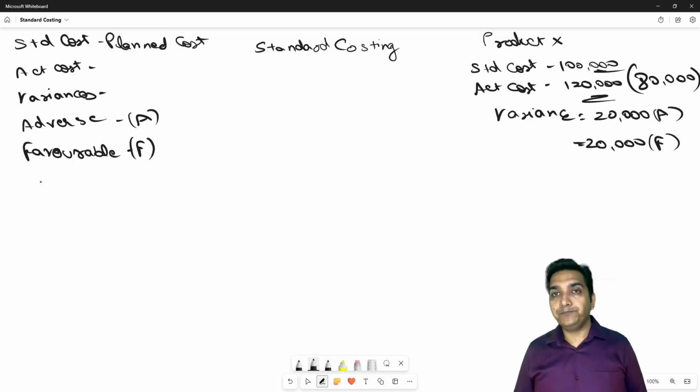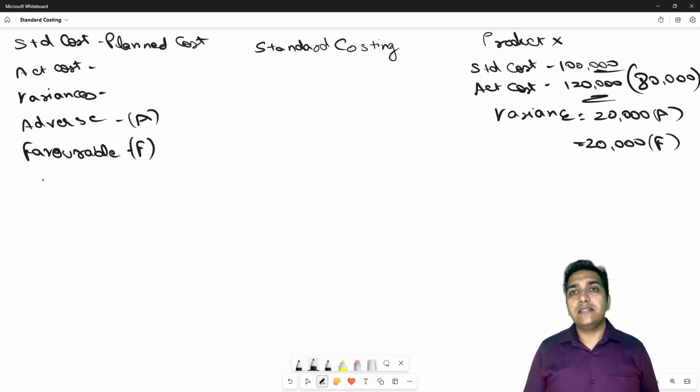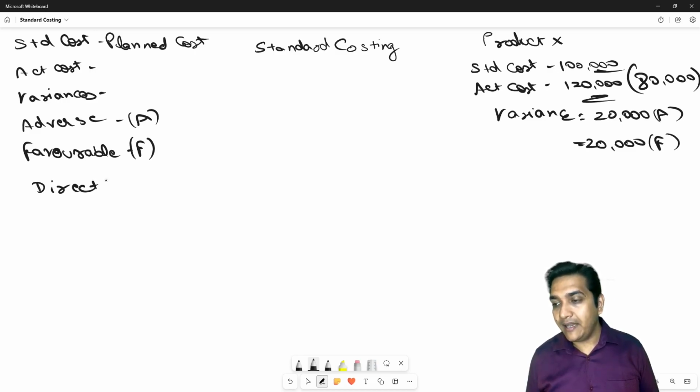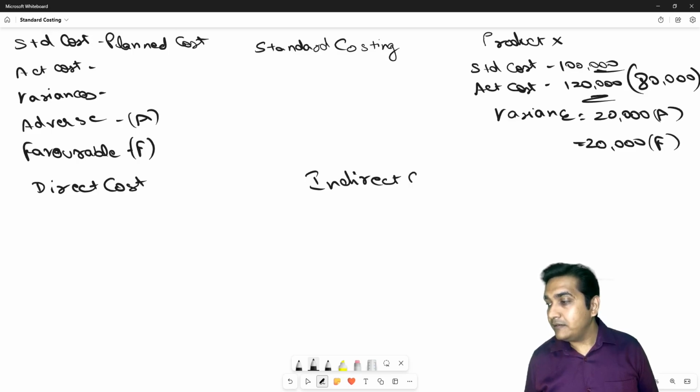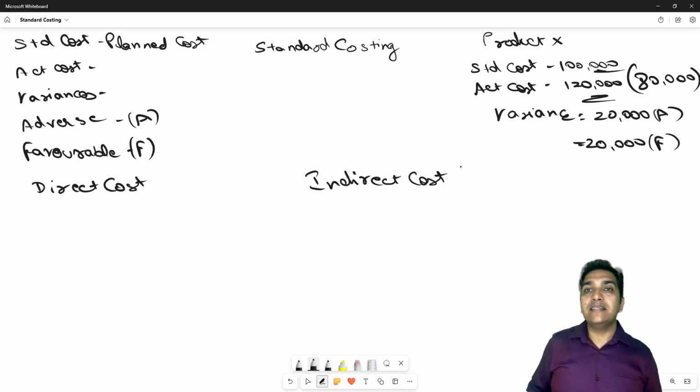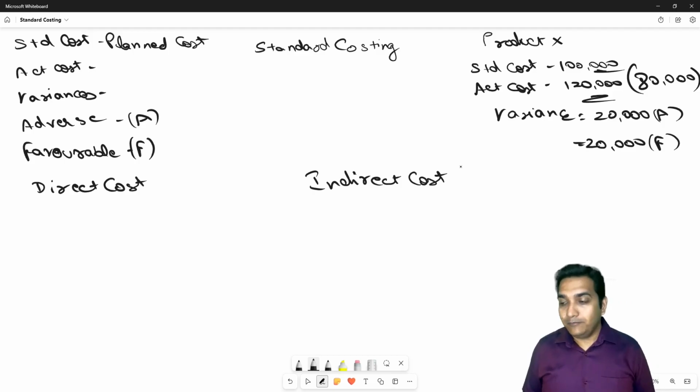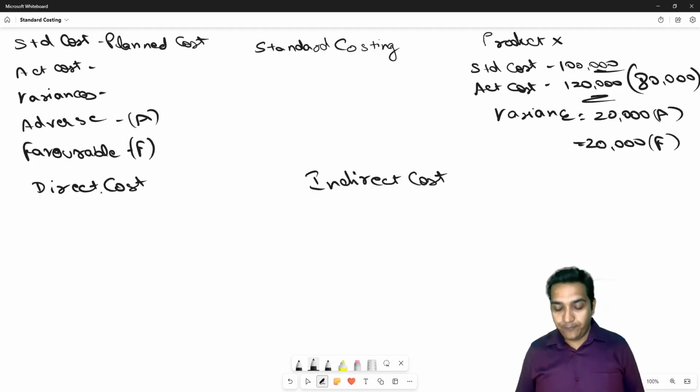Now further, when we talk about cost, there are always mainly two types of cost. One is the direct cost, and the other one is the indirect cost. So first let us understand what is direct cost.